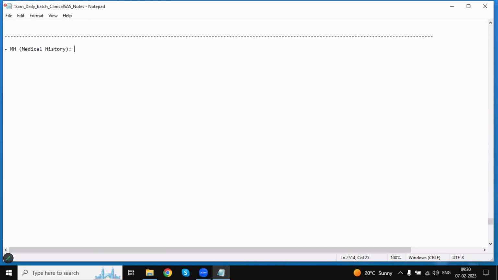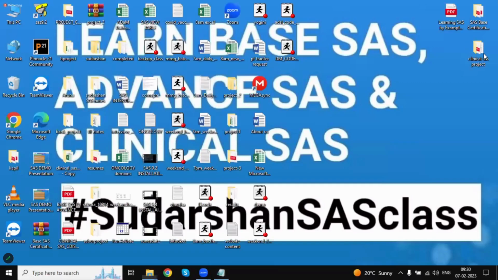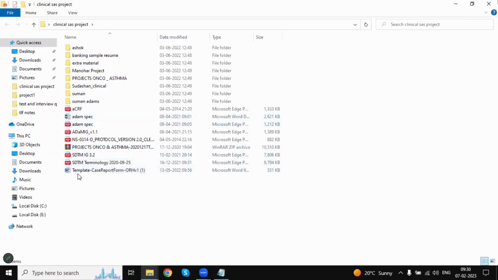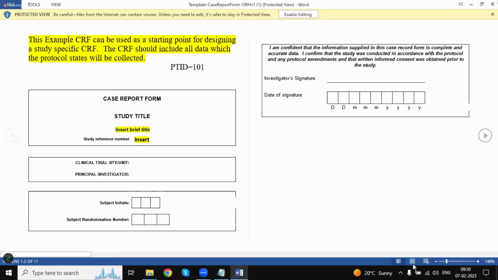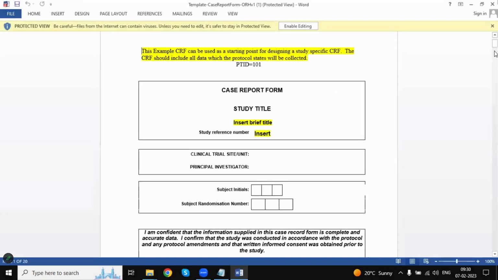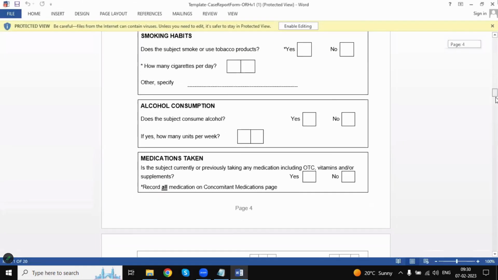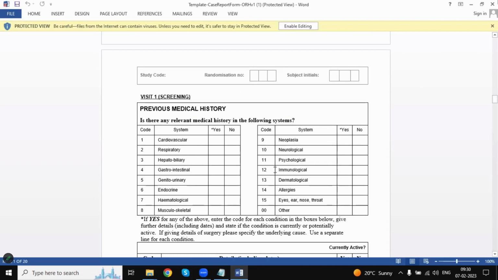So what is medical history domain? What will this domain capture? This domain is captured if the subject has any previous or past medical problems, any diseases, any illness, or any surgeries you went through. The previous medical problems. Any accidental information we will capture in this MH domain.